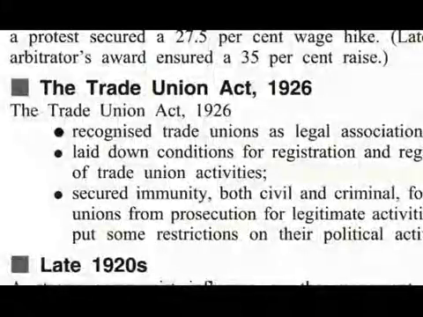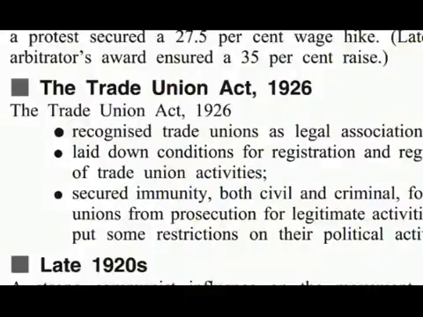The Trade Union Act, 1926. Recognized trade unions as legal associations. Laid down conditions for registration and regulation of trade union activities. Secured immunity, both civil and criminal, for trade unions from prosecution for legitimate activities, but with some restrictions on their political activities. Late 1920s: a strong communist influence on the movement lent a militant and revolutionary content to it.